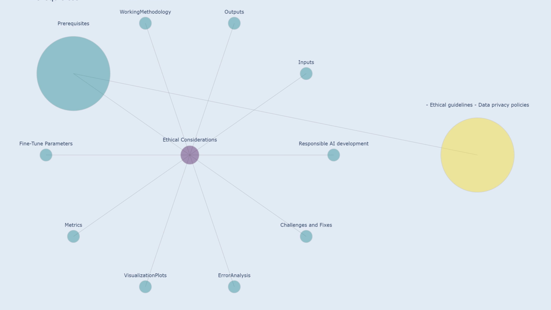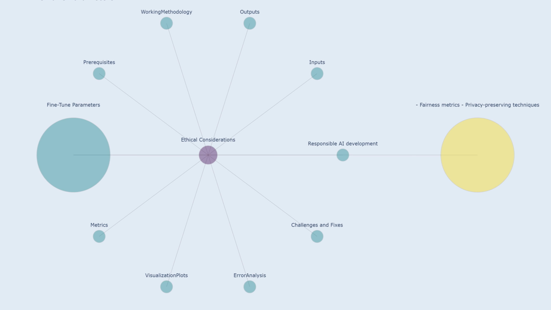Prerequisites. Data privacy policies. These are rules and regulations that protect the privacy and security of personal data. They dictate how data can be collected, used, and shared, and they are essential for ensuring responsible data handling in AI development. For example, the California Consumer Privacy Act (CCPA) outlines the rights of individuals to access, delete, and control their personal data.